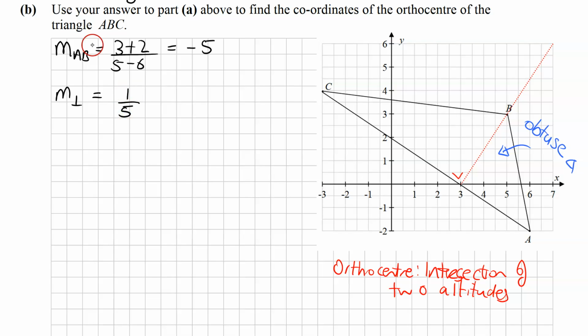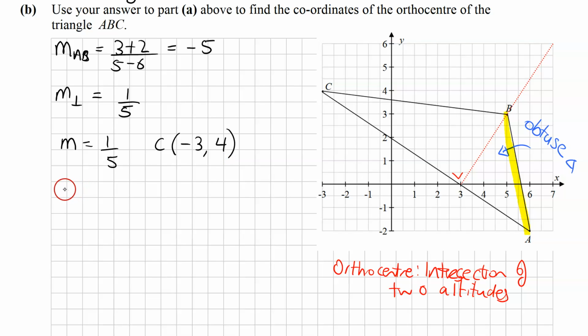Now remember, I'm after the perpendicular to AB. So my AB is along here, which means I need to come at it from the other vertex. So the vertex I need to come at is C. So my m is 1/5, and my C here, that they told me, was (-3, 4).